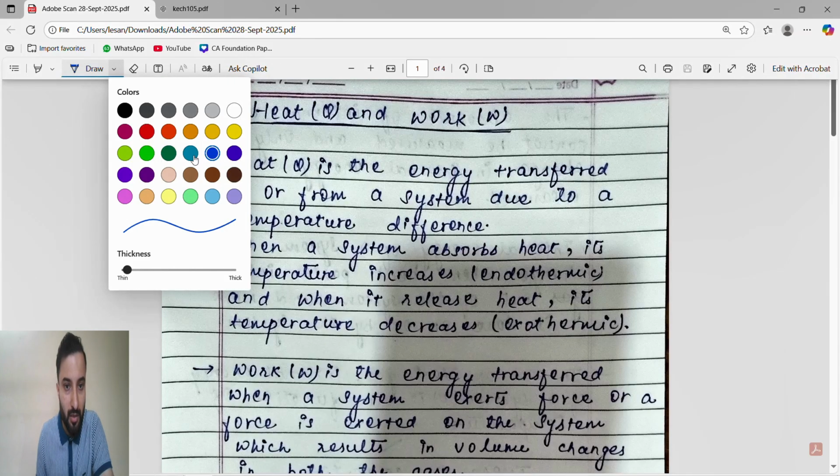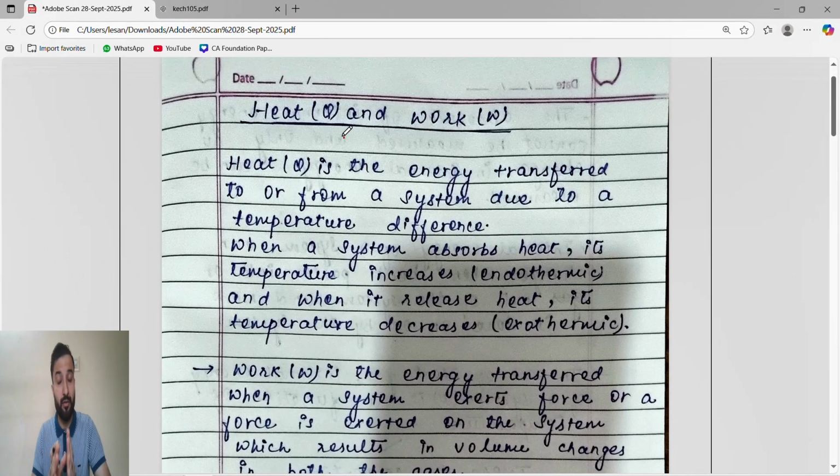Which color do you choose? Let's go with red color. Now guys, today is a very important topic in which we are going to learn about the sign convention of heat and work, and then we will learn about the first law of thermodynamics. Heat is denoted by Q and work is denoted by W.